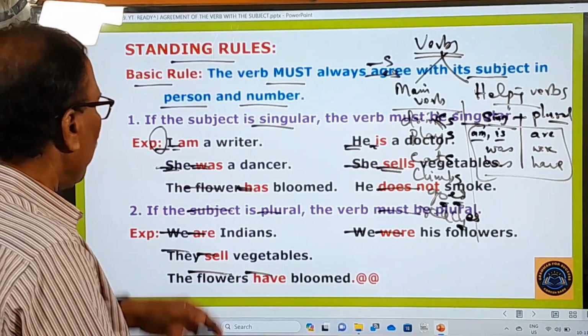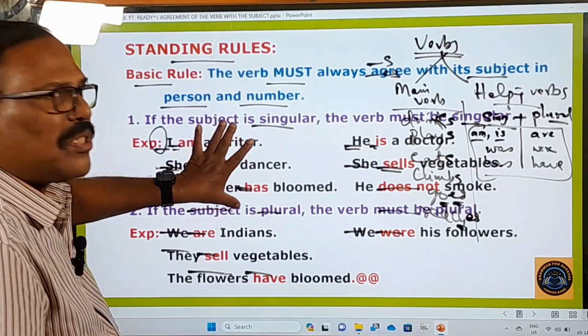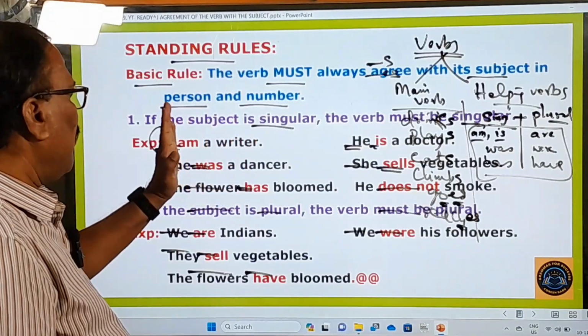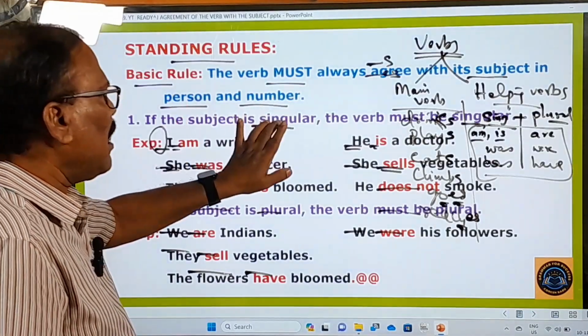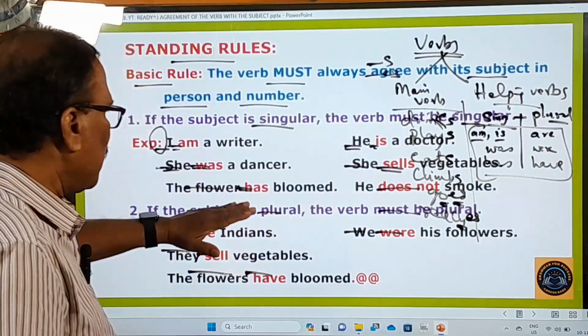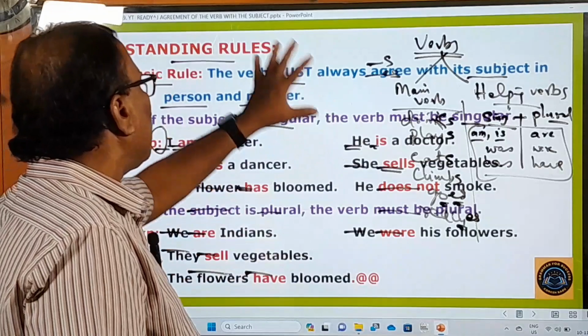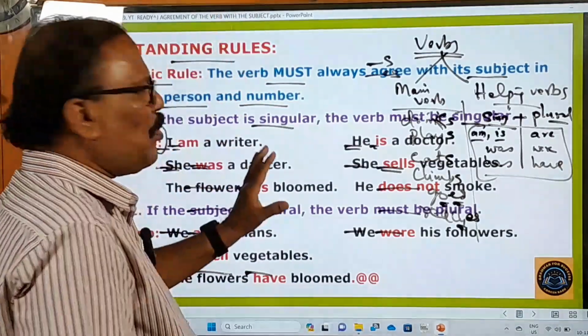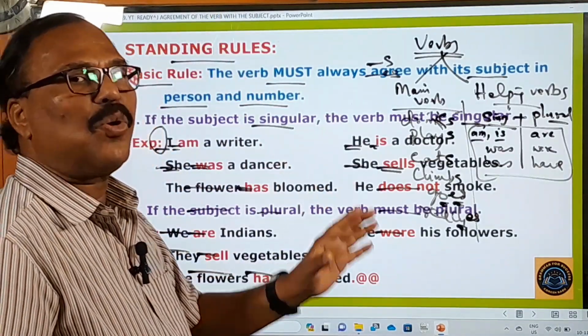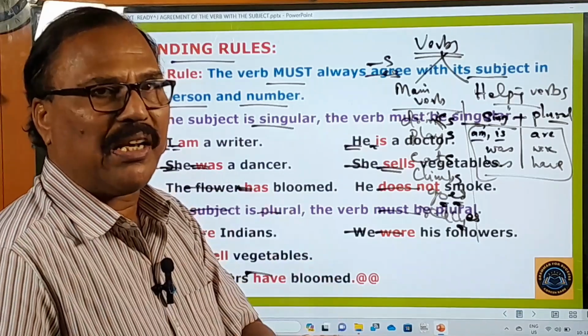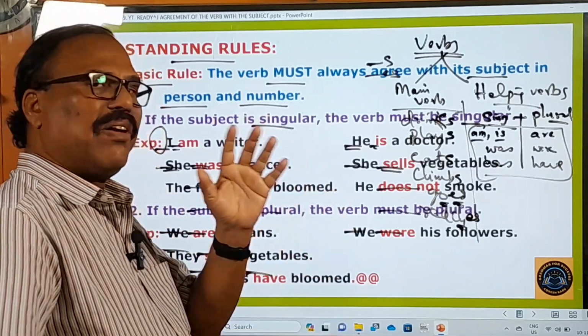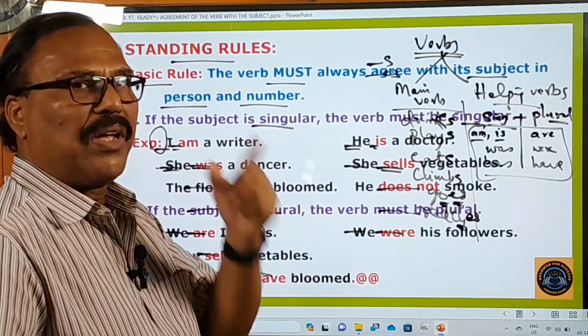So in this way, these are the two basic rules in the English language. If the subject is singular, the verb must be singular. If the subject is plural, the verb must be plural. Based on this basic rule, there are so many rules we are going to learn now. There are as many as 35 or 36 rules we are going to learn.